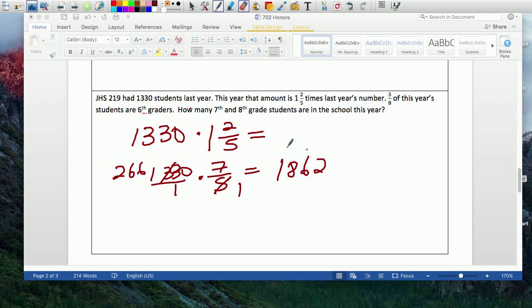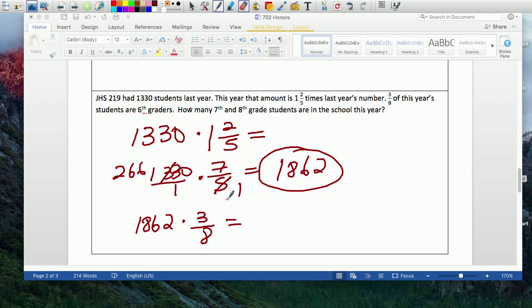So those are the new numbers for the school. So they grew by quite a big chunk, right? 1,862 total students in the school this year. And we're going to multiply that by 3/8, because 3/8 of that population is 6th graders. So if we know how many 6th graders there are, the rest are 7th and 8th graders. So again, we can simplify before we multiply. I don't know if it's even worth it to do it, because we can divide by 2 and then by 2 again, or you can just multiply everything at once. So this one, I'm not.